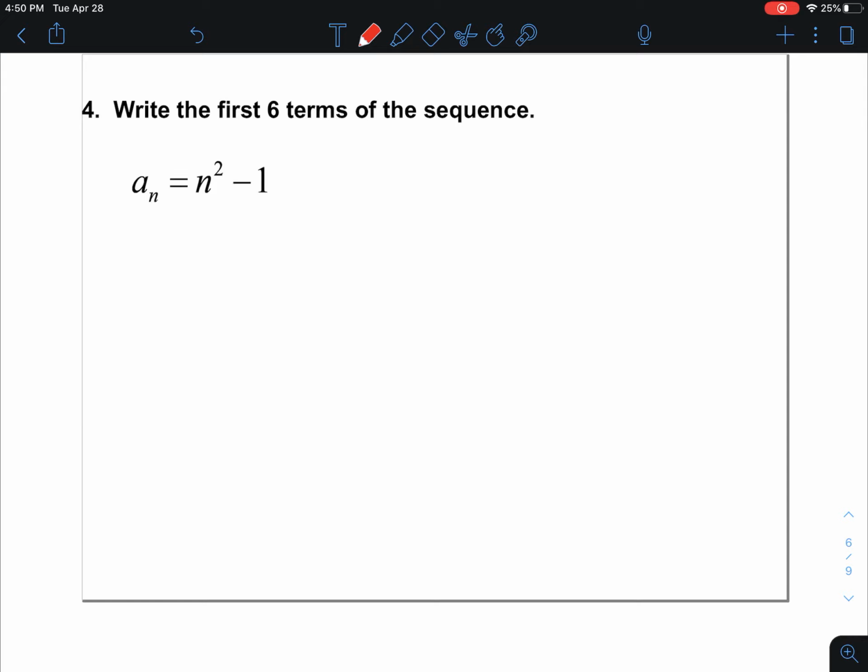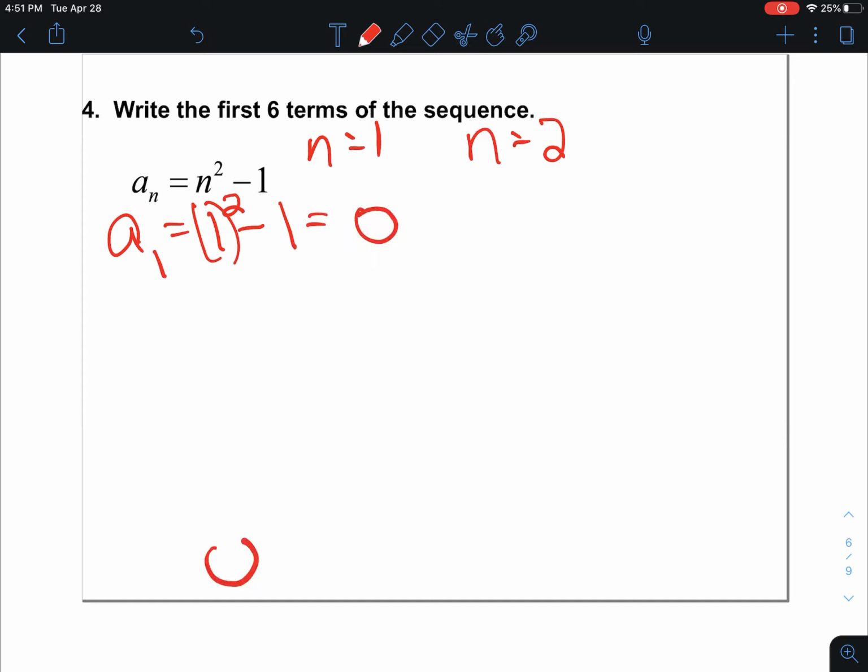Write the first 6 terms of the sequence. All right, so we're going to be plugging in n equals 1 for the first term, n equals 2 for the second term, and so on and so forth. So a sub 1 means n equals 1, so 1 squared, subtract 1. Well, 1 squared is 1, minus 1 more is 0. So the first term in this sequence is 0.